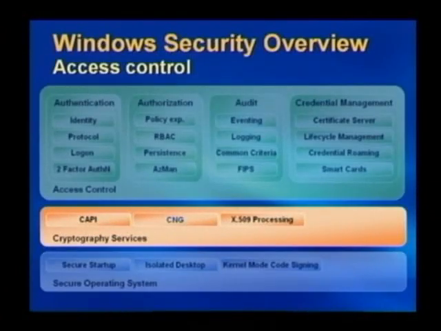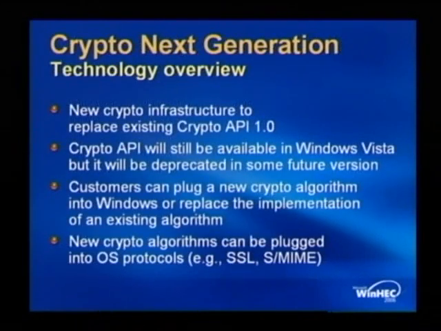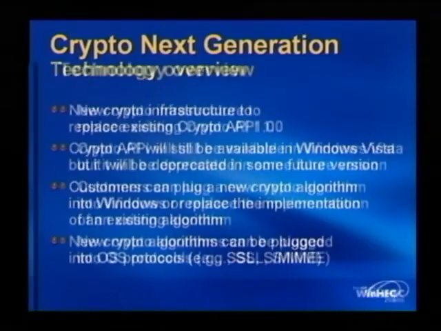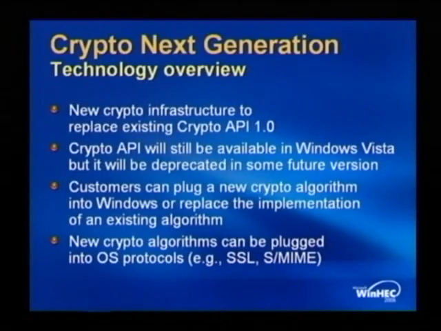Next, CNG, Crypto Next Generation. When we got to Vista, we started to get requirements from multiple companies and governments across the world to use new types of algorithms. Unlike the standard ones that we know today around RSA or SHAs, we started to get new requirements for new types of algorithms, such as elliptic curve cryptography and advanced hashing algorithms such as SHA-2, and so on.